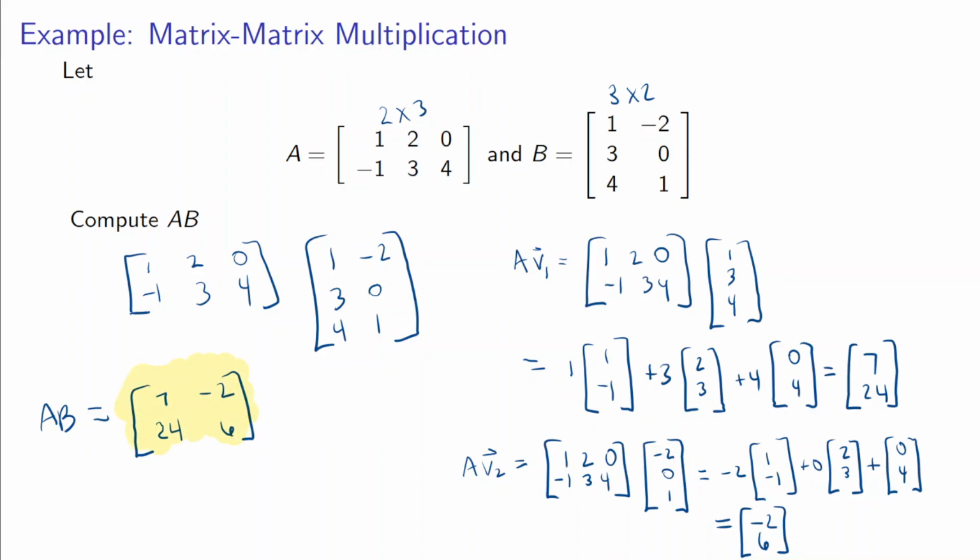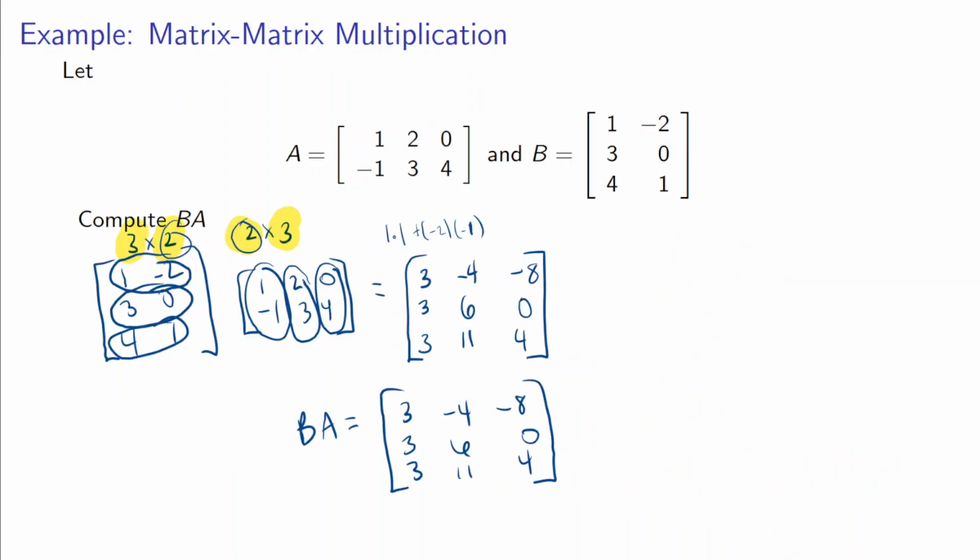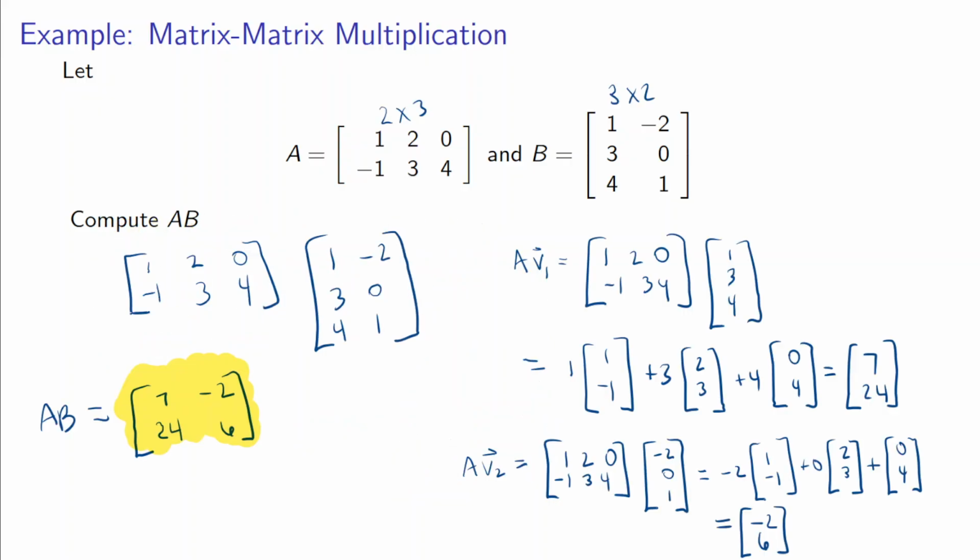So here was AB over here. Not only are the numbers in it different, but it's a completely different matrix in size, right? This is a 2 by 2 matrix, whereas BA is a 3 by 3 matrix. And again, the numbers are completely different.